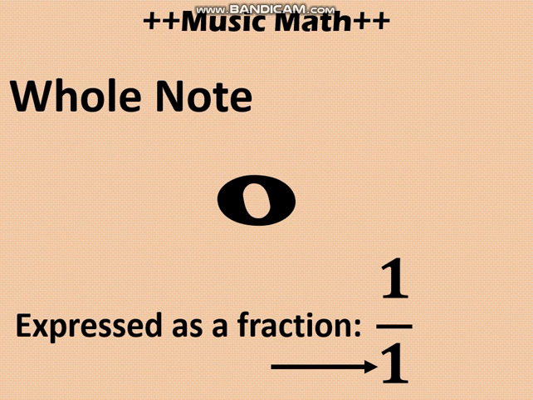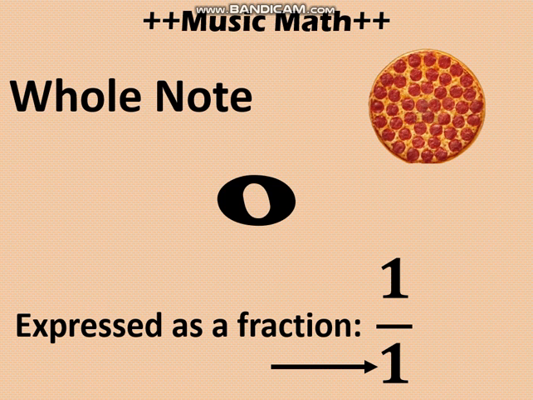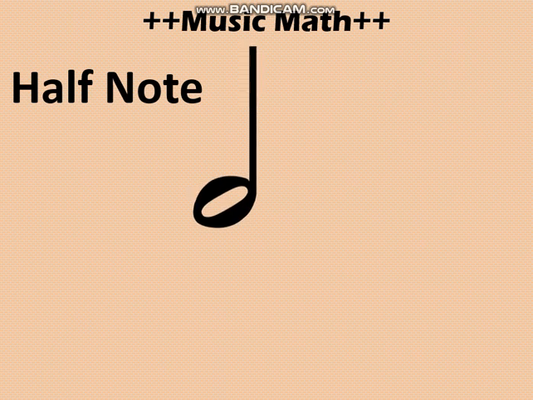Associate the denominator with the whole note, 1 whole note. When you see 1 in the denominator, you need to think whole note. Think of an analogy to a pizza. A whole note is like a whole pizza, and we're going to come back to that pizza analogy with other notes. Next, we have the half note, which looks like this.